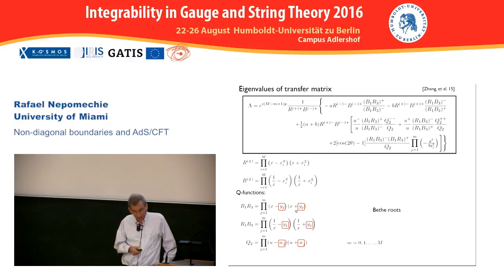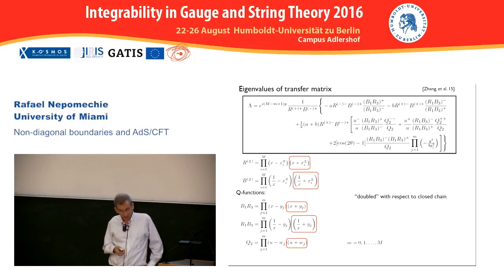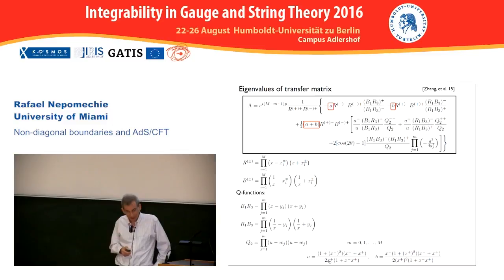So the quantities Yj's and Wj's are the Bethe roots. And here, in both sets of Q functions, the number of roots are equal. We call it little m, which can run from 0 up to big M, which is the number of magnons. And as I said, all of these quantities are doubled with respect to what happens in the closed chain. And then also appear some coefficients A and B given here.